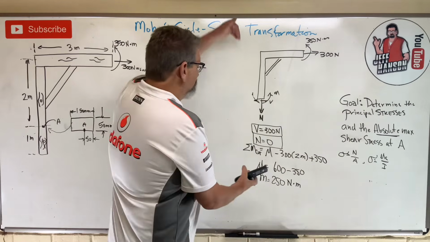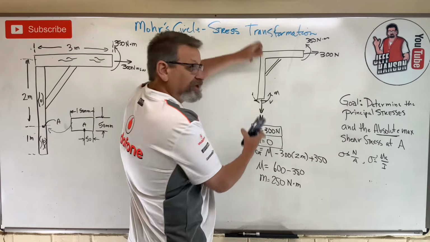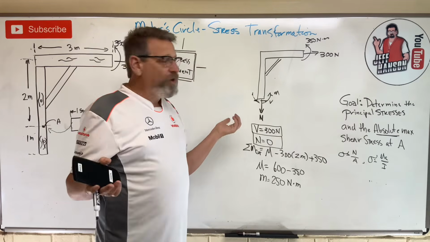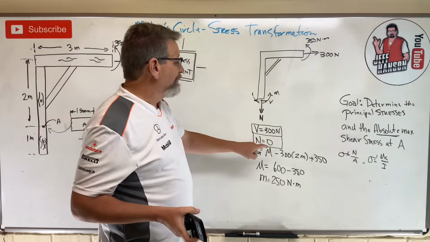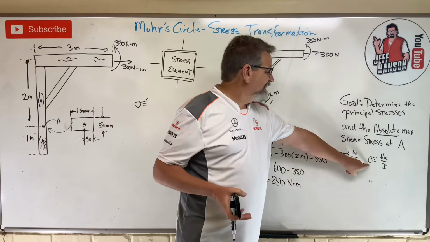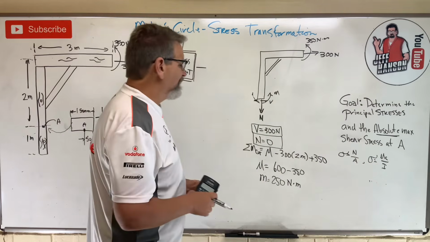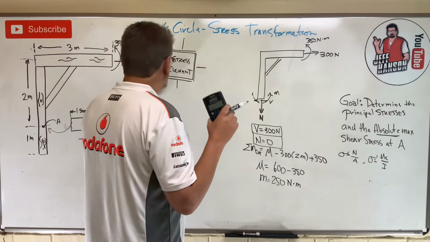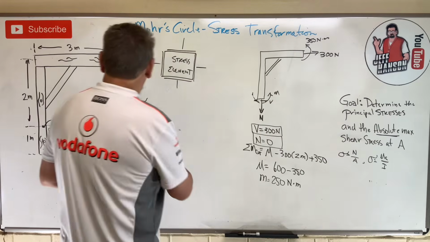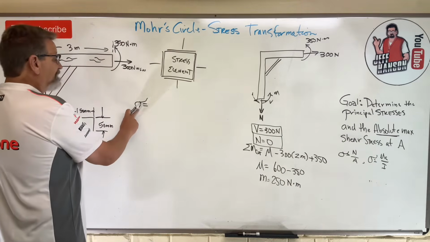Do we have anything in this direction that's causing a compression or a tension? No, we don't, right? Because N is equal to 0. So we've got to tend to this guy that sigma equals MC over I. Now let's think about M first, okay? So here we've got sigma. We got to tend to that M.